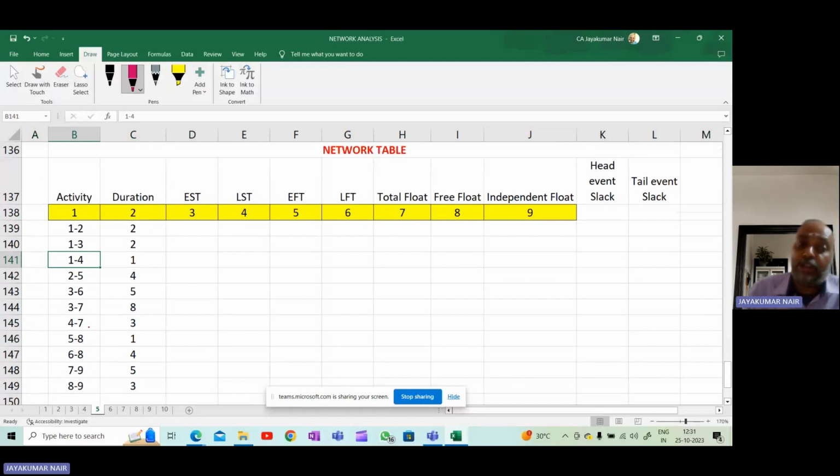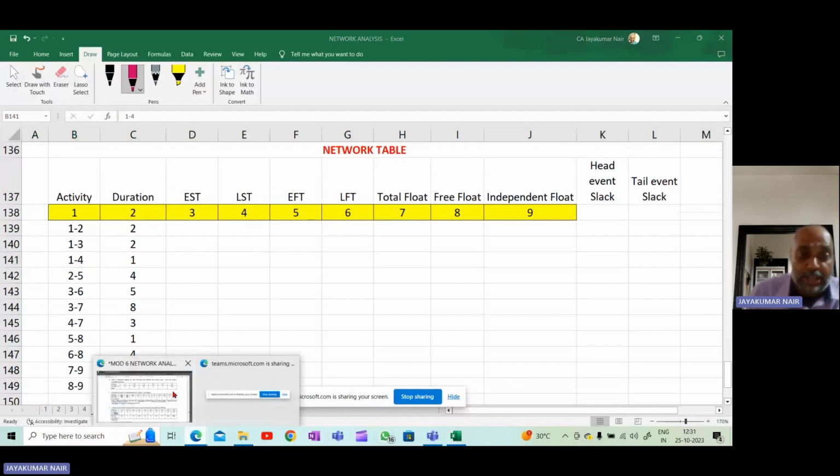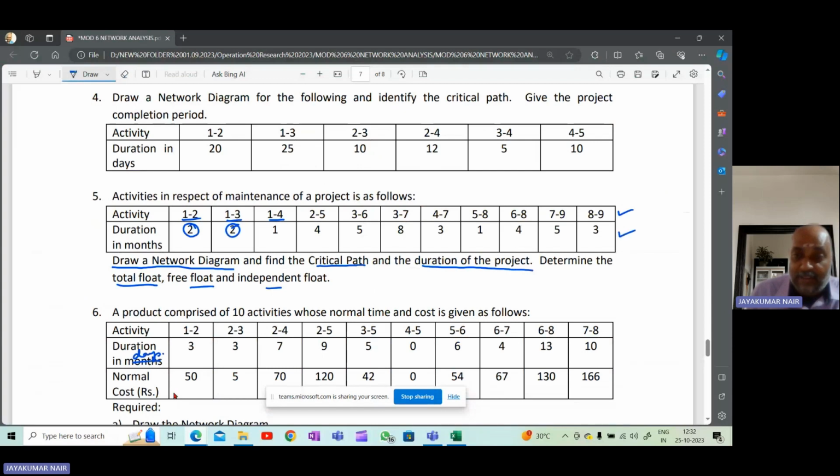Activity 1 to 2, 1 to 3, 1 to 4, 2 to 5, whatever is given, and the duration, I have copied it. After you have copied this, we will be filling up this particular table. EST means early start time, and LST means late start time. EFT means early finish time. LFT means late finish time. So the first thing is to copy the activity and the duration from the question. In the question, they have given you the activity and the duration.